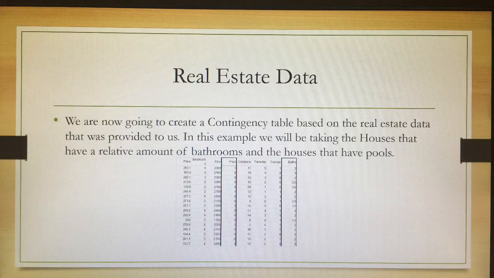For contingency tables, we focus on two variables and how those variables relate to each other. For this example, we're going to be using the real estate data that my professor gave to us. We're going to be examining the houses that have pools and the houses that have a particular number of baths, like 1.5 to 2.5. It only goes up to 3. So we're going to be establishing a relationship between these two variables.